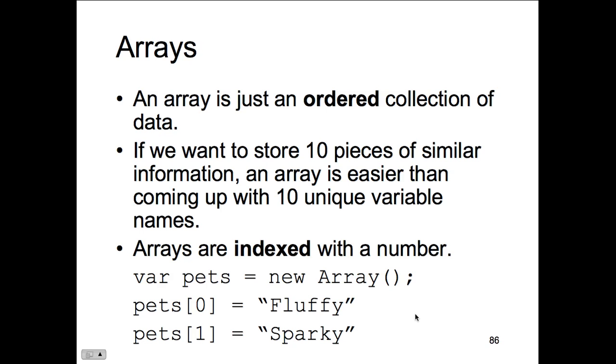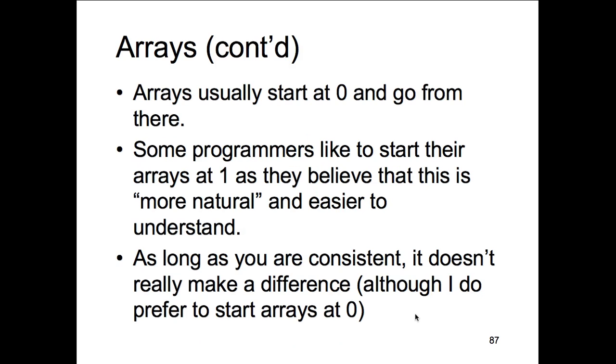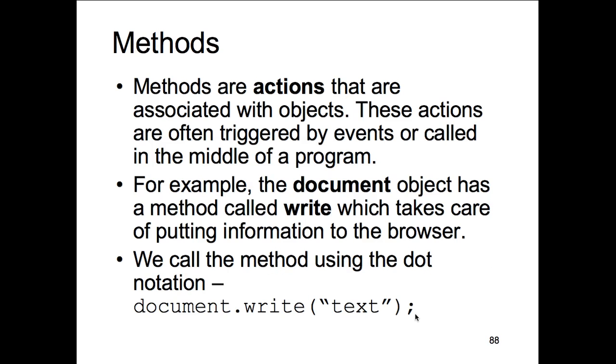Actually, the array indexes start with 0 and go up to the size of the array. We don't actually have to say the size of the array; they're dynamically created. So arrays start with 0 and go from there. Some programmers like to start arrays at 1, as they believe this is more natural or easier to understand. As long as you're consistent, it doesn't really matter. It doesn't make a difference, although I do prefer to start arrays with 0. Actually, you can start with 1 if you want to. If you just don't assign anything to 0, you never use it. So you just go array 1, 2, 3, 4, and then you can call back array item 1, 2, 3, 4. 0 is just empty.